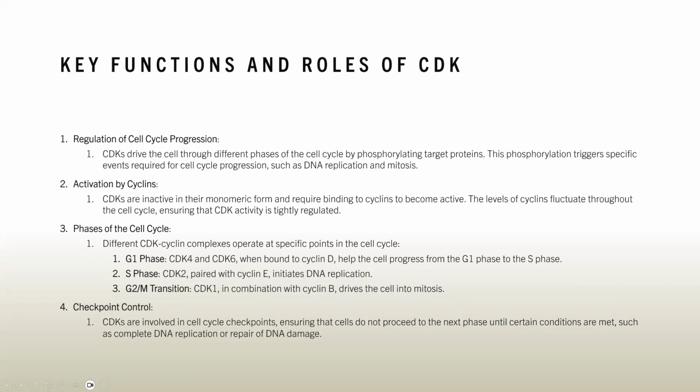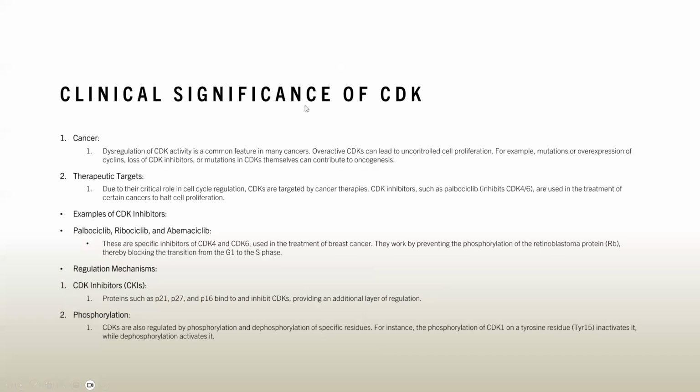Checkpoint control. CDKs are involved in cell cycle checkpoints, ensuring that cells do not proceed to the next phase until certain conditions are met, such as complete DNA replication or repair of DNA damage. Clinical significance of CDK. Cancer. Dysregulation of CDK activity is a common feature in many cancers. Overactive CDKs can lead to uncontrolled cell proliferation. For example, mutations leading to overexpression of cyclins, loss of CDK inhibitors, or mutations in the CDKs themselves can contribute to oncogenesis, cancer production.